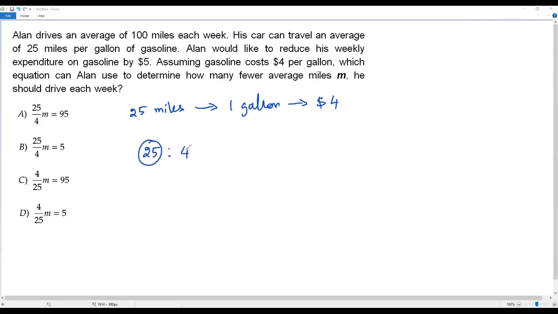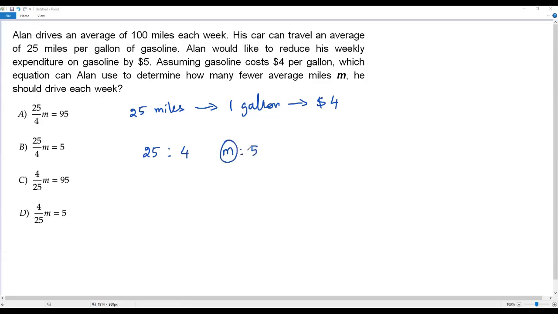So here we have the number of miles, and here we have the amount of money that we need to travel this distance, 25 miles. Okay, and also he is going to decrease his travel by m number of miles, because the question clearly says fewer average miles. That means he's going to decrease by m number of miles so that he can reduce his weekly expenditure by $5. So if he travels m number of miles, he has to spend $5 of money. So it can be written as a ratio, that is m to 5.